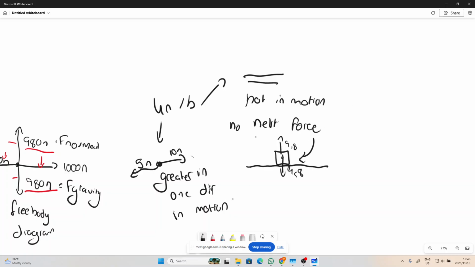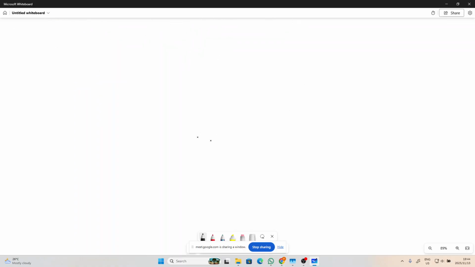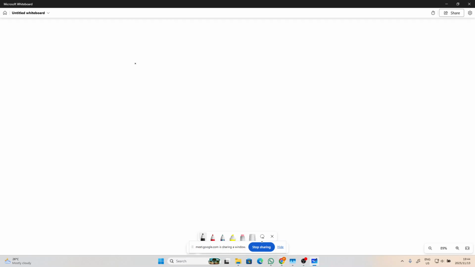But if they're not balanced, when it's moving, we say there's a net force. So when something moves, it has a net force, because that means there's unbalanced forces. Sorry about that confusion.